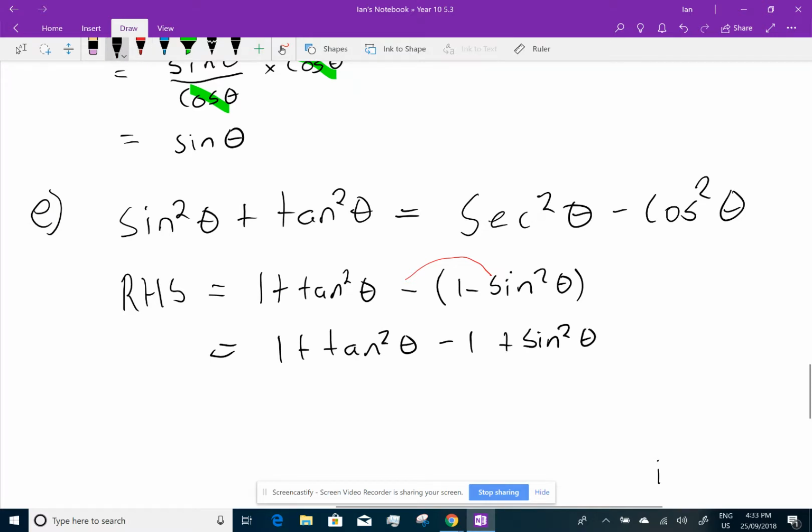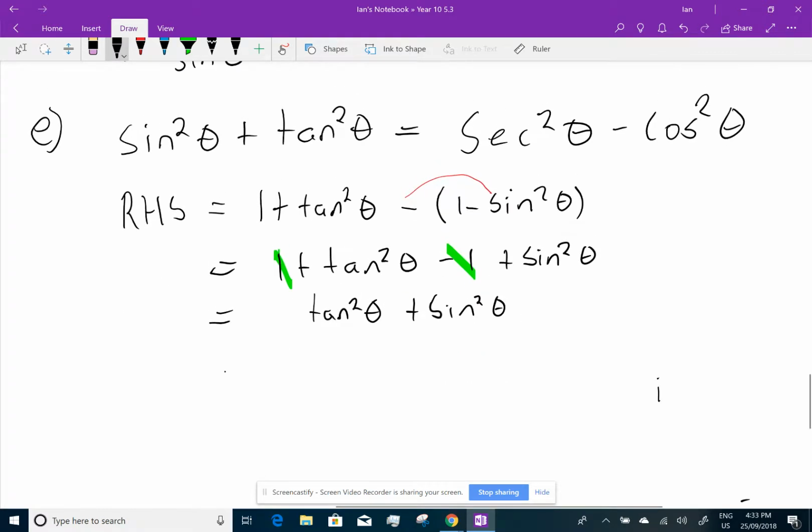Oh my, how ridiculous is this? The ones will cancel, 1 minus 1, leaving me with tan squared theta plus sine squared theta. And I'll just rewrite that so it's in the same order, because it doesn't matter which way we add it. Sine squared theta plus tan squared theta, which is the left-hand side, QED. And that's what I mean. You're going to have to sit down and go through these and make sure that you take your time and have a couple of goes. Sometimes you'll get it, sometimes you'll have to go back.